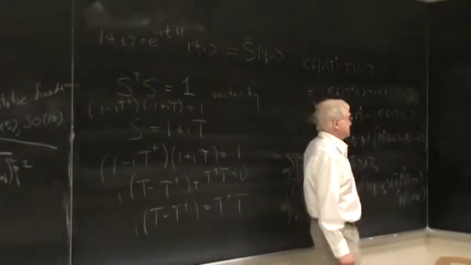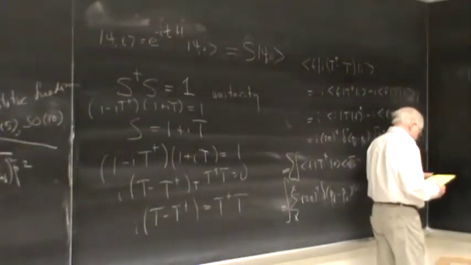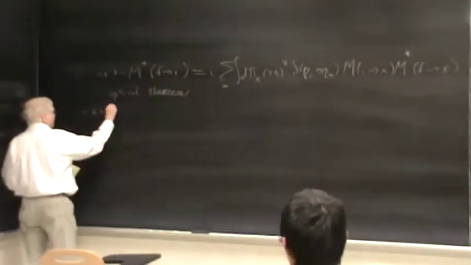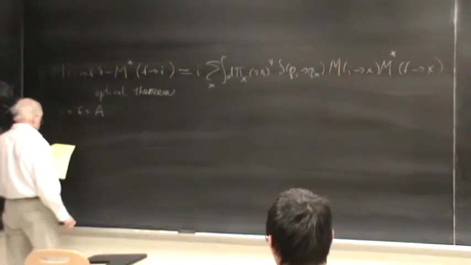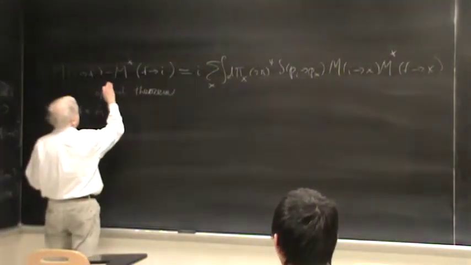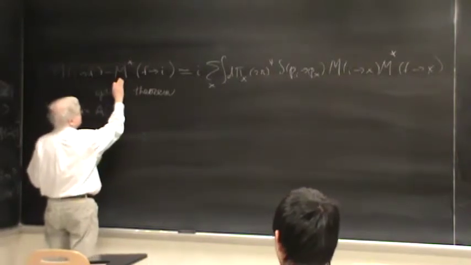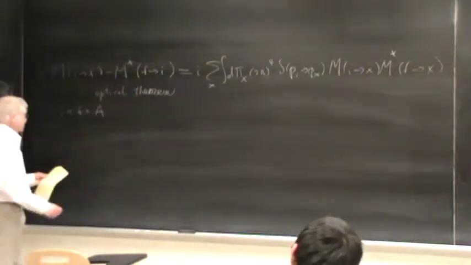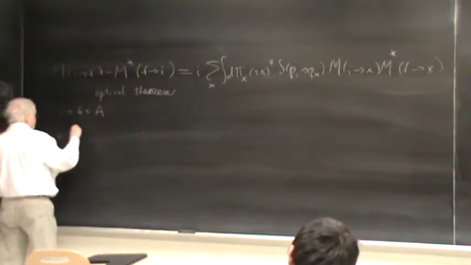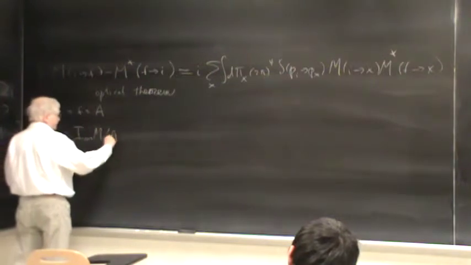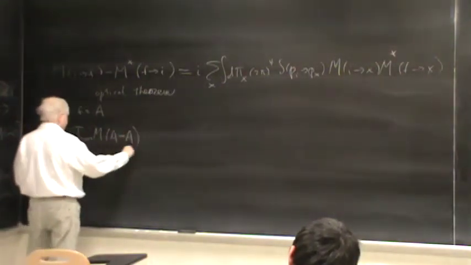So that's a very interesting relationship. So let us say that i and f are the same. We'll call it A. Then this is M of A goes to A minus M star of A goes to A. Well, that's just twice the imaginary part, or 2i times the imaginary part of M, A goes to A.